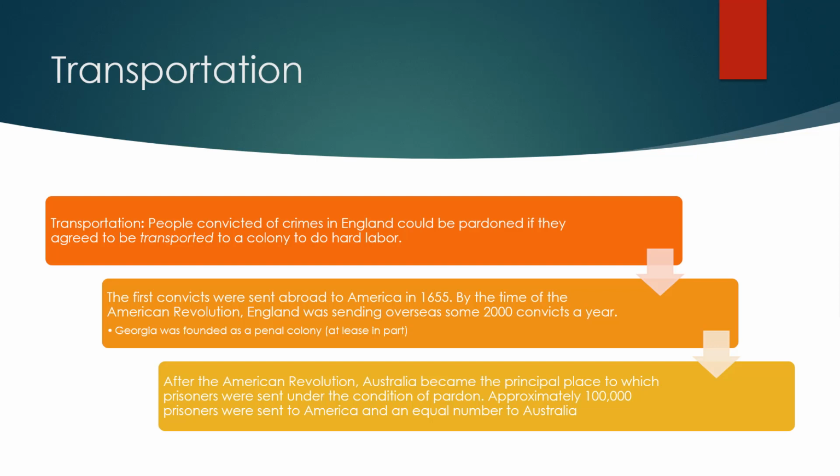After the American Revolution ends, the English keep this up for at least another 100-odd years, and the biggest place they send them is Australia. So about 100,000 people are sent from England to Australia as convicts, and this goes on all the way through the 1800s. All right, so now let's start narrowing our focus a little bit more.